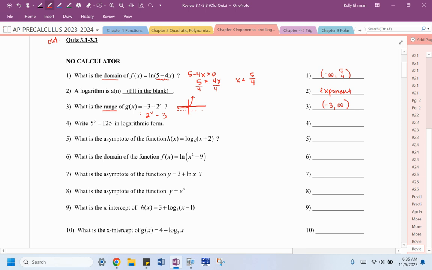Write this in log form. So log base, the number is 5, of the result, which is 125, equals the exponent, which is 3.